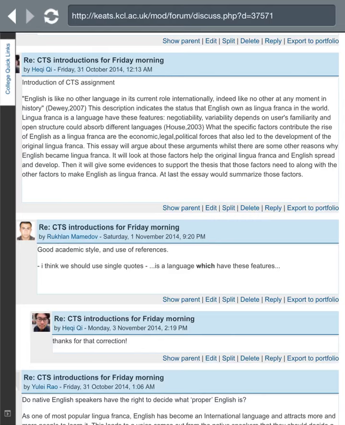"Lingua franca is a language have these features." This is not correct grammar. You need a relative clause here. A lingua franca, and here you need "can be defined as a language that has these features", not great style, "the following features" maybe. "Negotiability, variability, depends on users' familiarity, and open structure could absorb different languages." Okay, that's very confusing. You've paraphrased, but not successfully, because I can't really understand. Also, you've got no punctuation here.